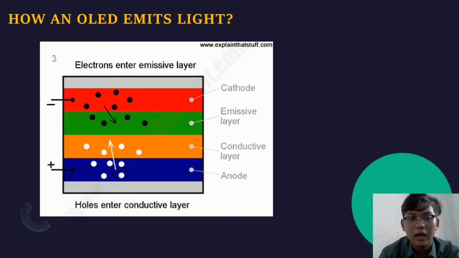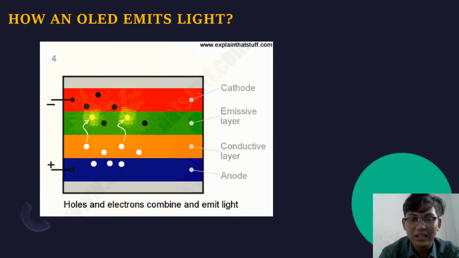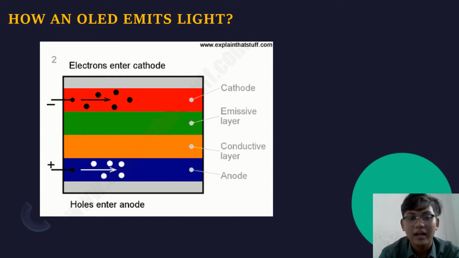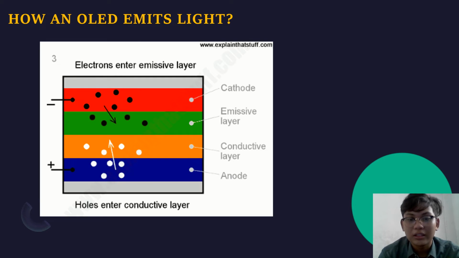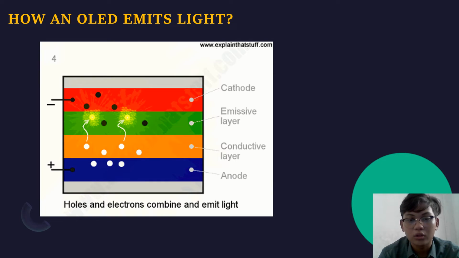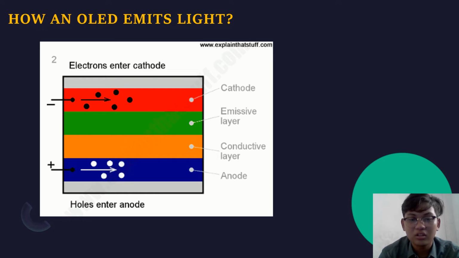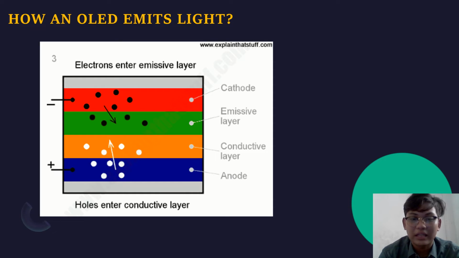When a hole, a lack of electrons, meets an electron, the two cancel out and release a brief burst of energy in the form of particles of light, a photon. In other words, this is called recombination. Because it's happening many times a second, the OLED produces continuous light for as long as the current keeps flowing.